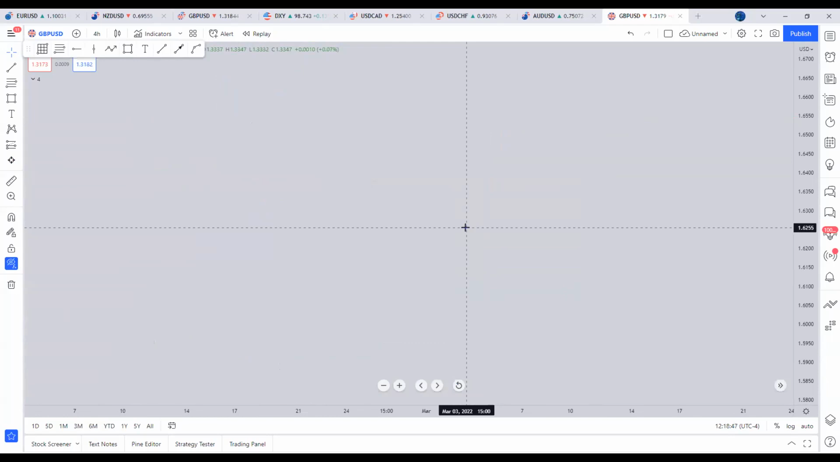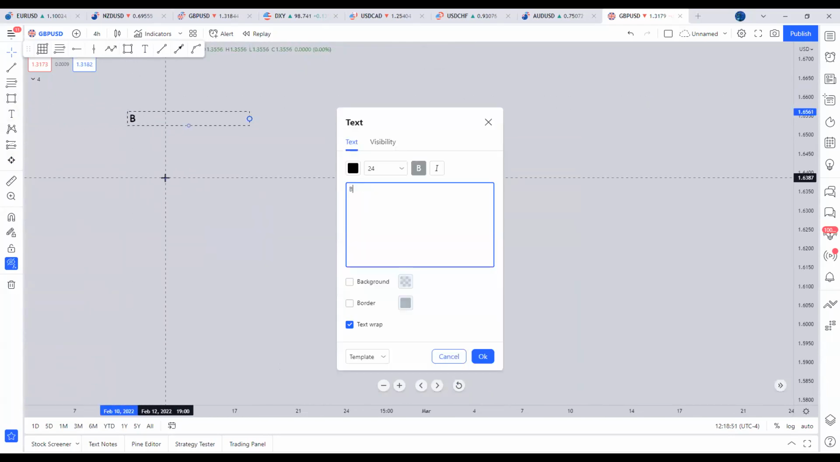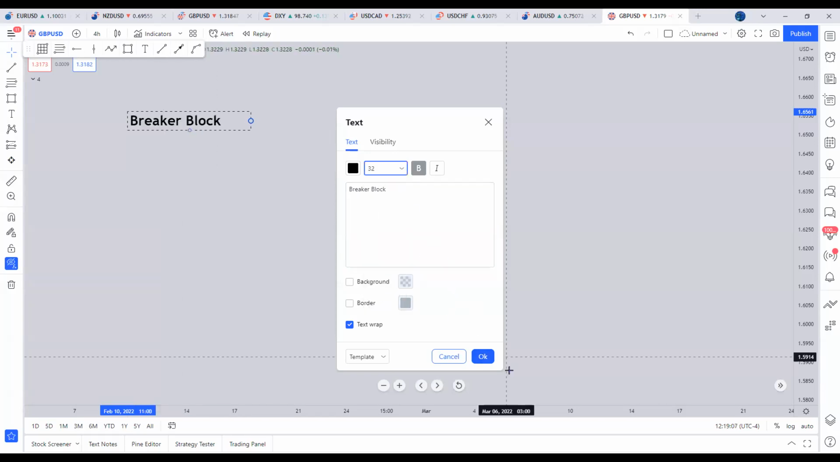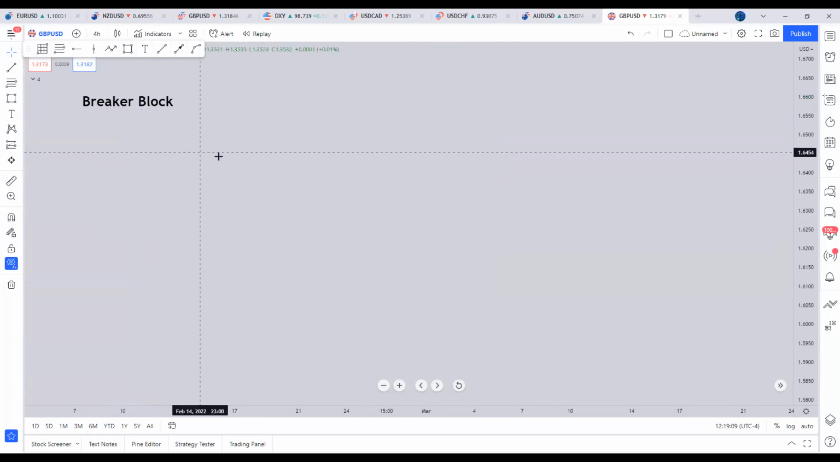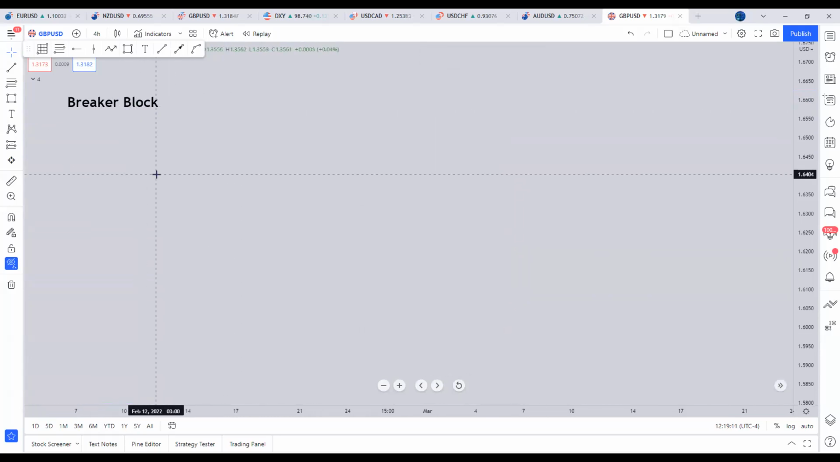The breaker block is quite simple. And I'm sorry if my explanation for the mitigation block was slightly out of tune. I was slightly distracted because somebody needed my help with something, but now it's full focus. So we will focus completely on the breaker block.